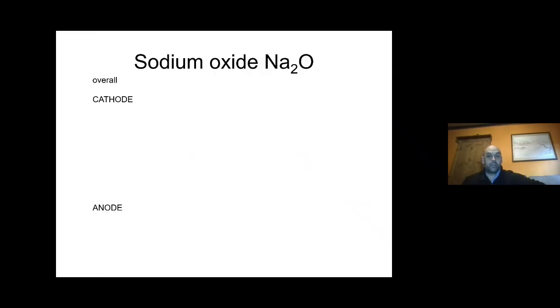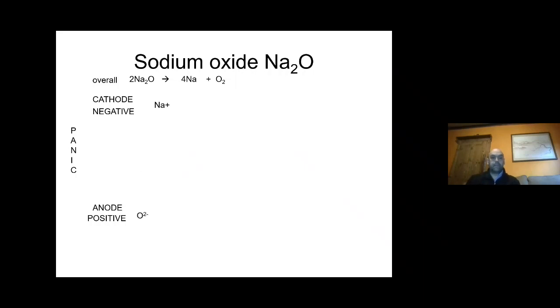And we'll finish off with something like sodium oxide. And again, I'll pause it for you, or you should pause it here. Overall, our reaction is that we're going to split the sodium oxide into sodium and oxygen. And if you think about our cathode and anode first, so we'll PANIC. The cathode is negative, the anode is positive. Those are the ions in sodium oxide. So hopefully you know that the sodium ion will go to our cathode. That's our cation. And the oxide ion will go to the anode.